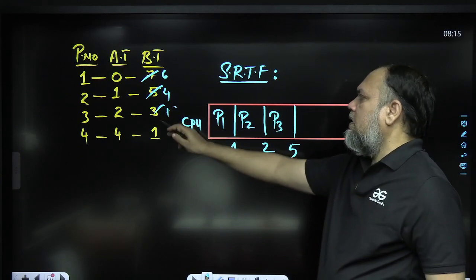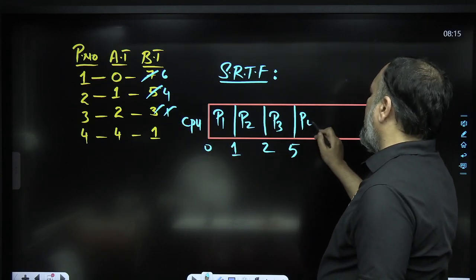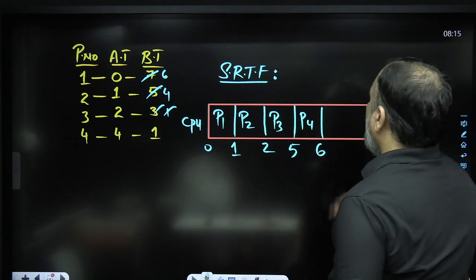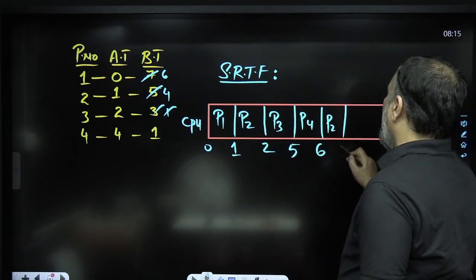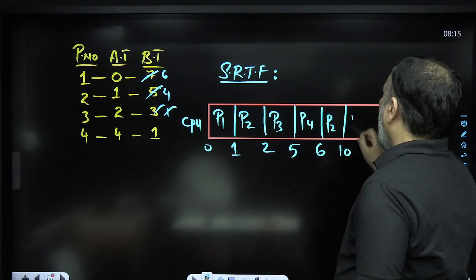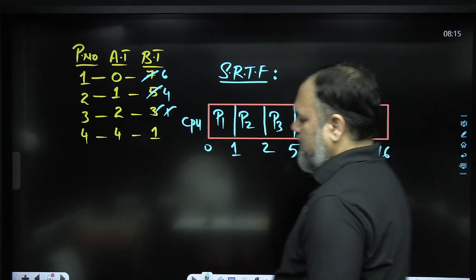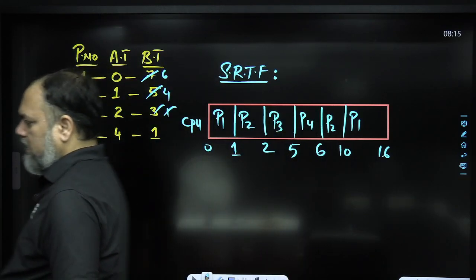So P3 is over, followed by P4, which takes charge because it is the shortest process. It completes at time 6. Then after that P2 is the next lowest with 4 units, completing at time 10, 6 plus 4, and finally P1 takes 6 units, completing at time 16. So boys and girls, this is the Gantt chart using SRTF.